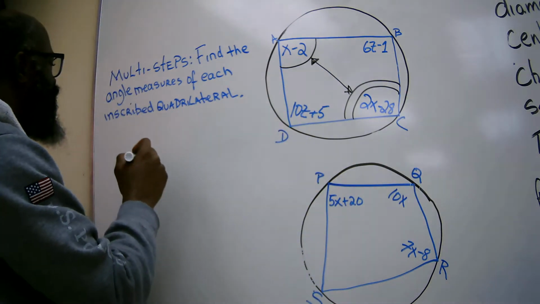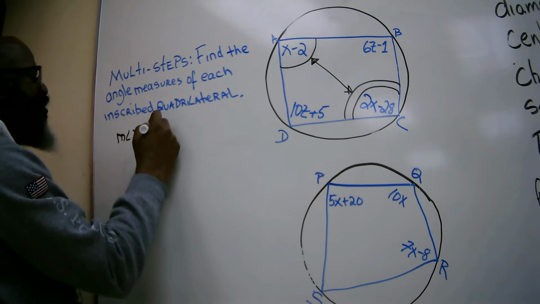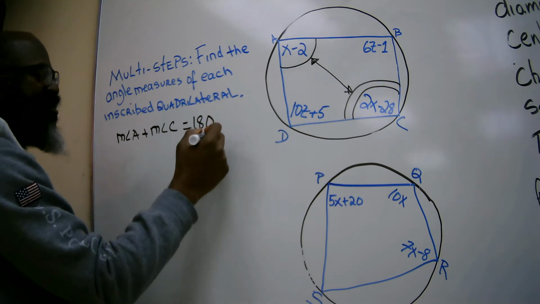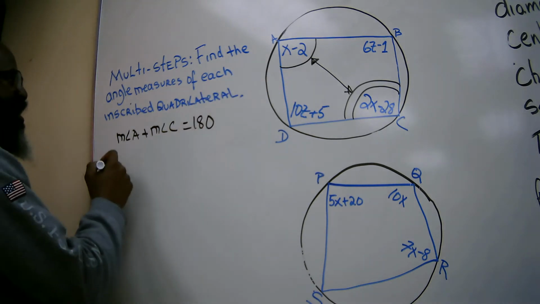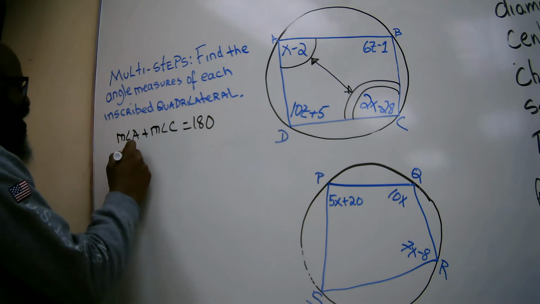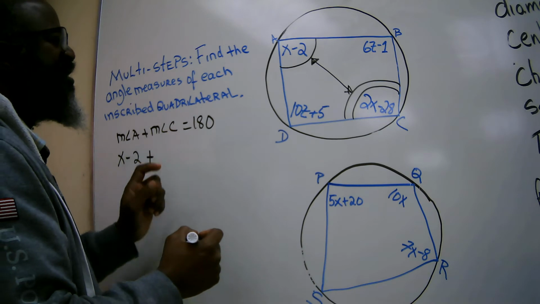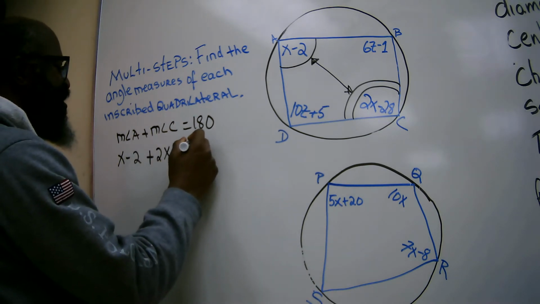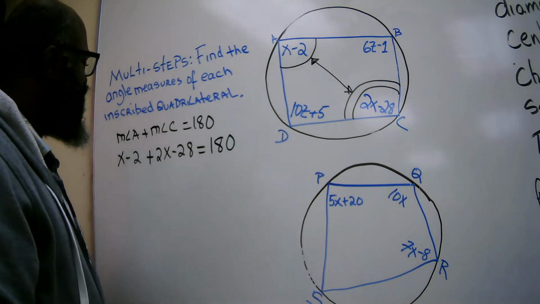So my equation will be that measure of angle A plus measure of angle C will be equal to 180. That's my model equation. Then I'm going to replace that with the algebraic expression for angle A, which is x minus 2, plus the algebraic expression for angle C, which is 2x minus 28. This will give me the opportunity to solve for the variable. That will be the first step.